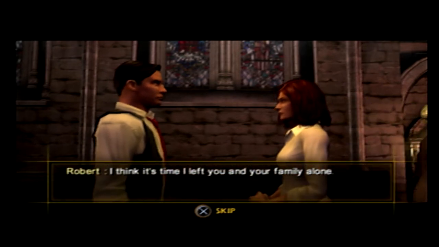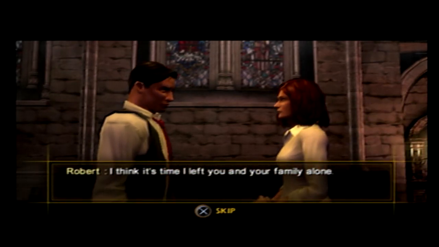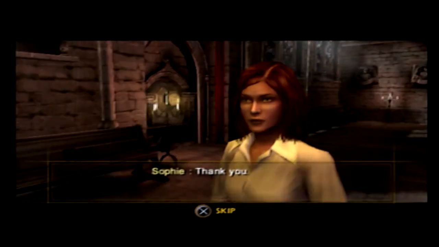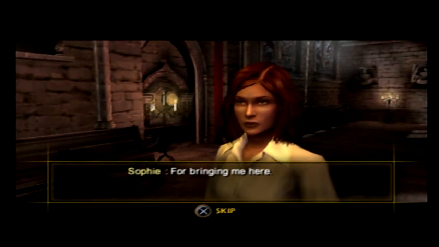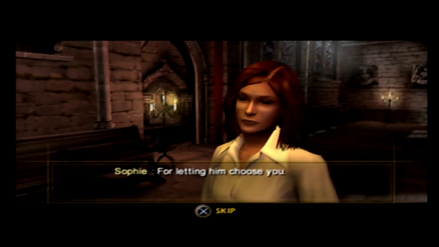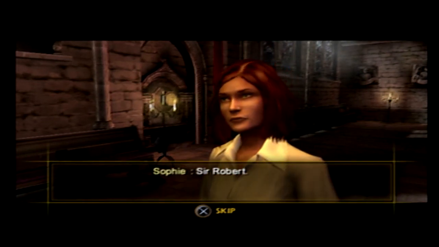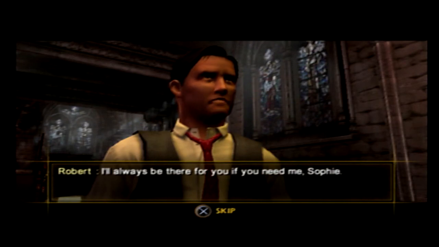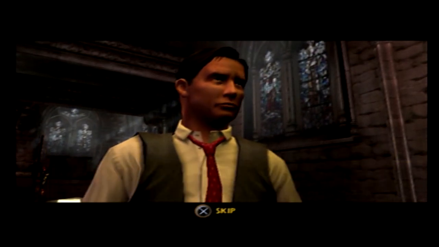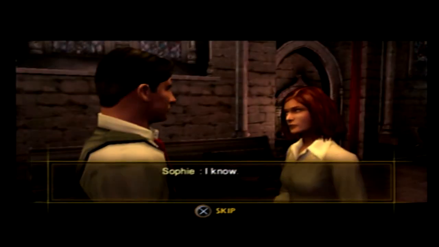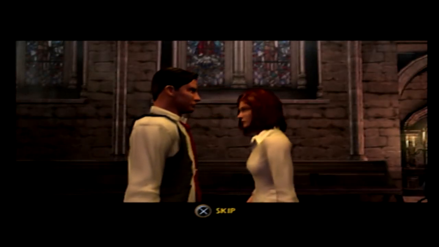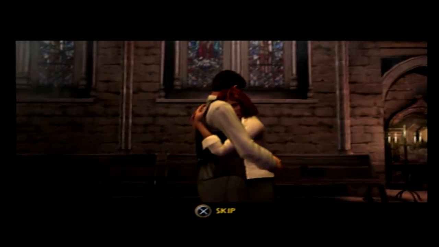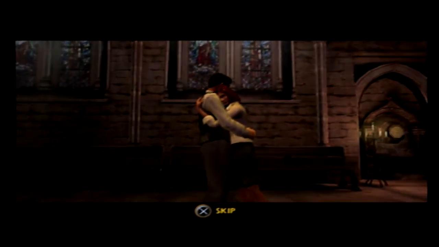Sophie. I should go. You should spend some time with your family. Thank you. For what? For bringing me here, for letting him choose you, Sir Robert. I'll always be there for you if you need me, Sophie. I know.